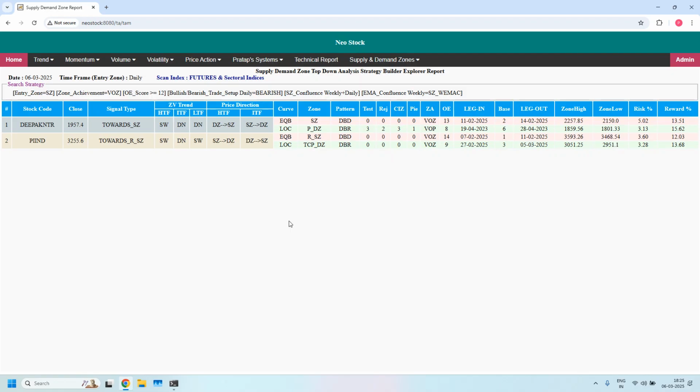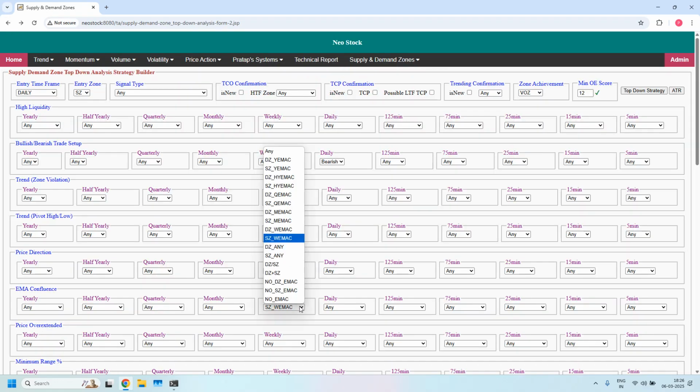And one of these stocks supply zones, not demand, supply zones. We should focus on the supply zones. And one of these stocks is having high liquidity supply zone. Okay, this is LTF, ITF supply zone confluence. Next we will look into LTF, ITF and HTF supply zone confluence. That is daily, weekly and monthly supply zone confluence.